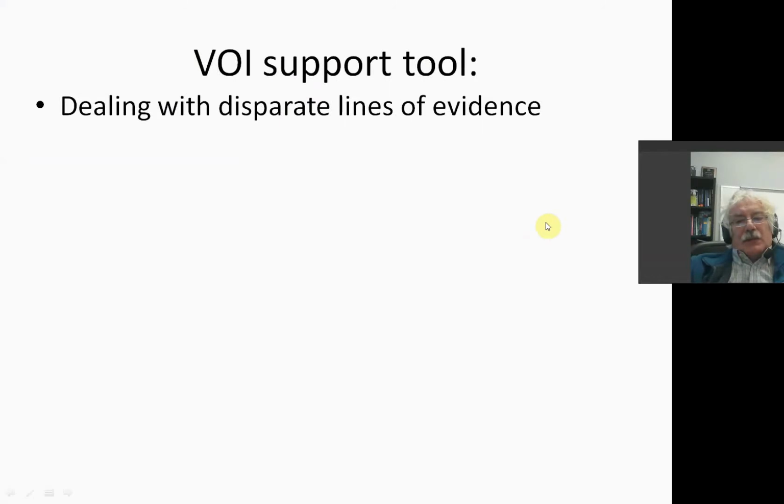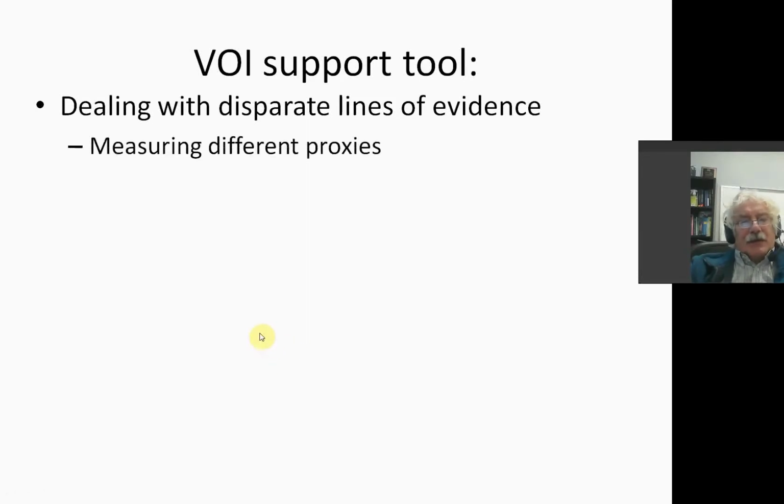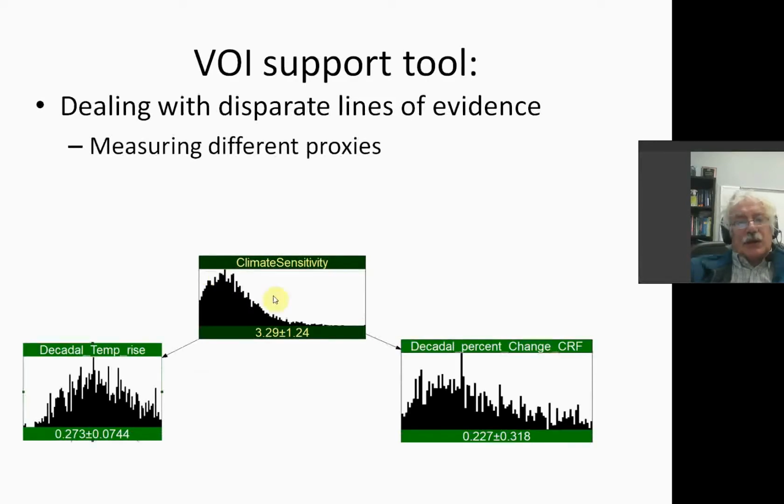So this is part of an effort to develop tools to support value of information studies. And this particular video will focus on a number of themes, the first of which is dealing with disparate lines of evidence. Now, disparate lines of evidence frequently arise when we are measuring different proxy variables for the same variable of interest. So in the current case, the variable of interest is equilibrium climate sensitivity.